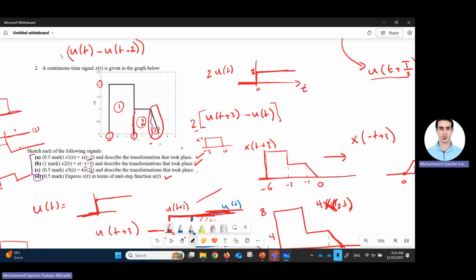Okay. Now let's express this function as a linear function. What's the formula for any linear function? mt plus b, right? Where m is the slope and b is the y-intercept. So how to find the slope? Just look at the values.